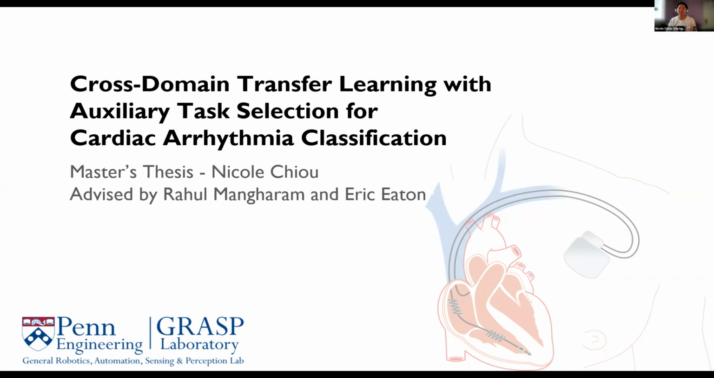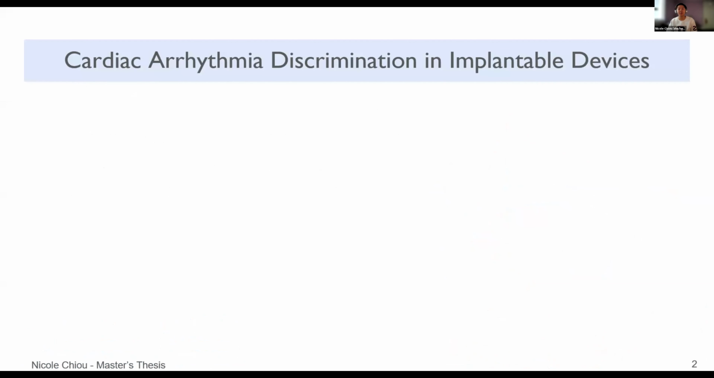Hi, everyone. My name is Nicole Chiou, and I'm here today to present my master's thesis work on cross-domain transfer learning with auxiliary task selection for cardiac arrhythmia classification. I would like to thank my co-advisors, Rahul Mangharam and Eric Eaton, and my close collaborator, Cook Jing, for their guidance. The work presented in this thesis is a step towards improving cardiac arrhythmia discrimination in implantable cardioverter defibrillators, or ICDs.